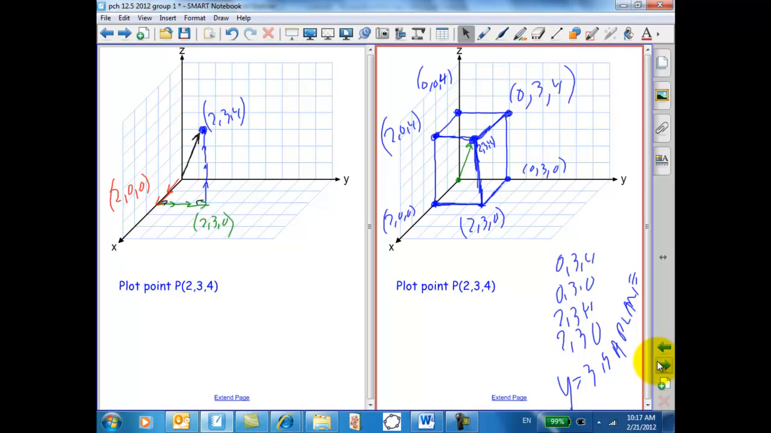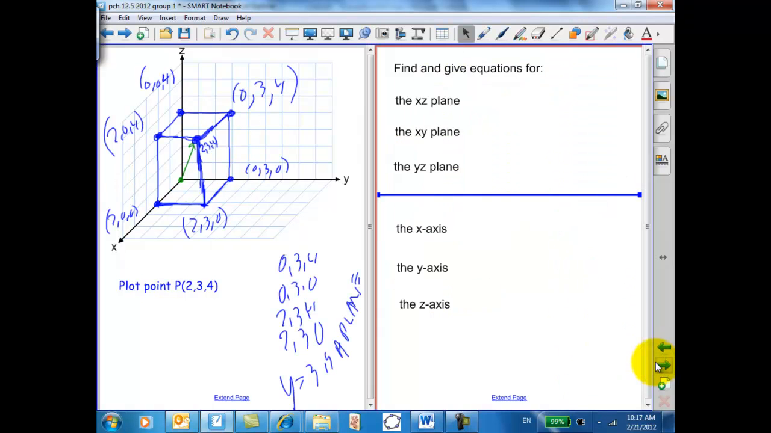So if we're in 4 dimensions, then something like x equals 3 would be a 3-dimensional space. If you give all 4 coordinates of a point, it determines the point. Everything kind of upgrades by one. A lot of times with the equations, they end up upgrading by one with the 4. Okay, so let's give equations for the XZ plane.